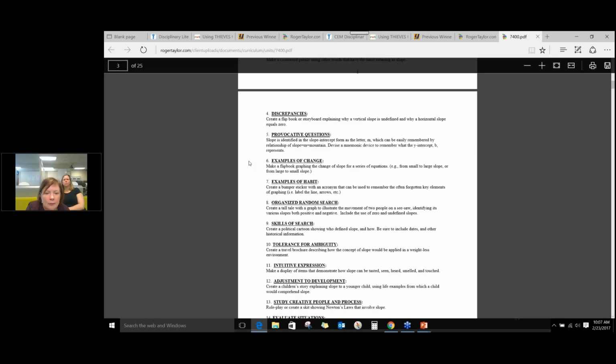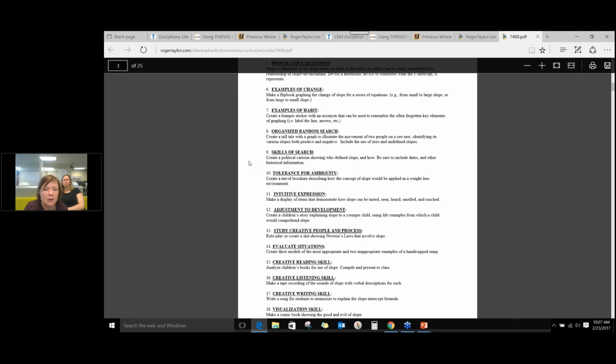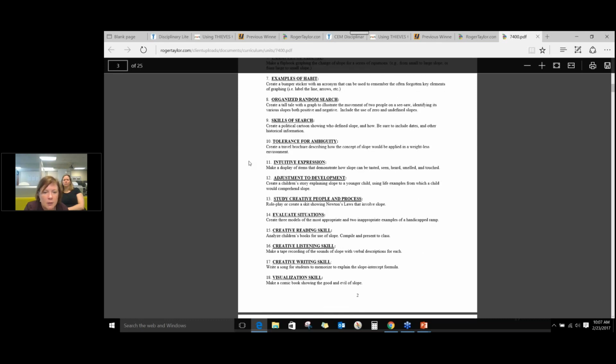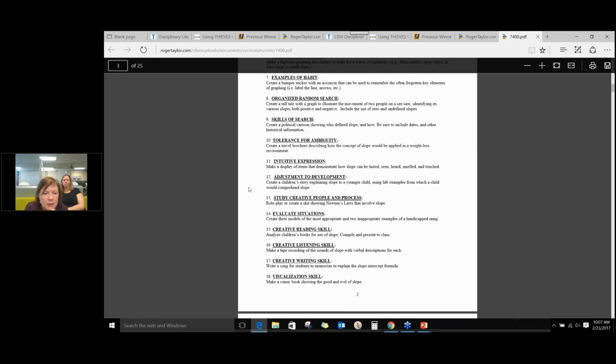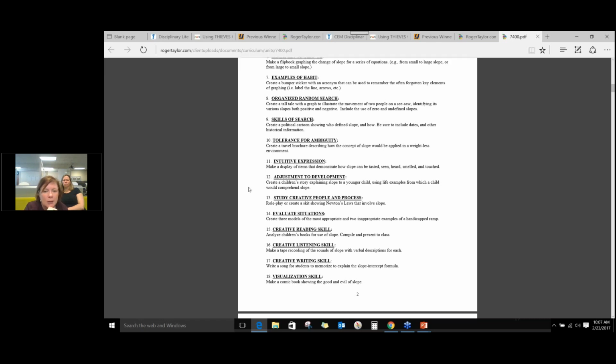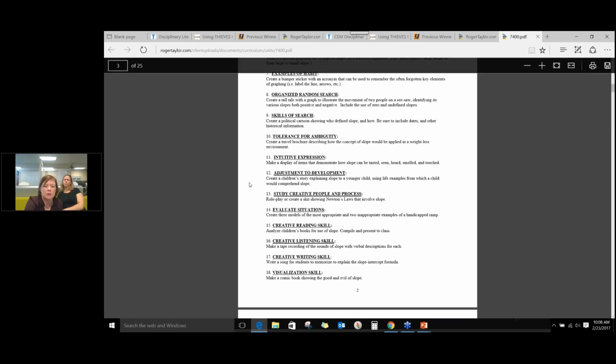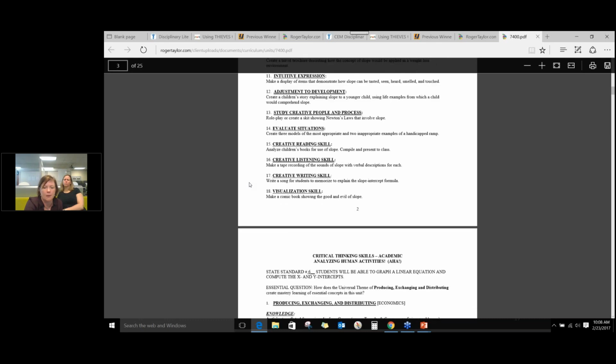And that would be great for kids who remember things that way. They also have, so study creative people and process: role play or create a skit showing Newton's laws that involve slope. So I love that it allows kids, it really goes back to how we used to talk about wanting to make sure we covered audio, visual, tactile, and kinesthetic. This is an extension of that, where they're going through each of the different ways that kids might learn, and each one of them addresses several different points on Bloom's.